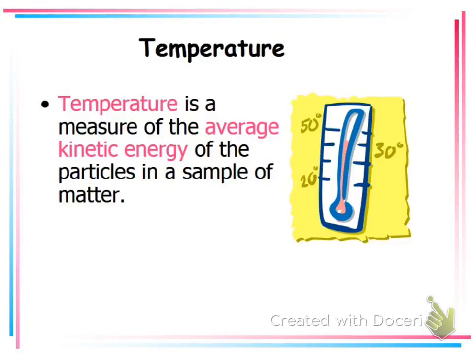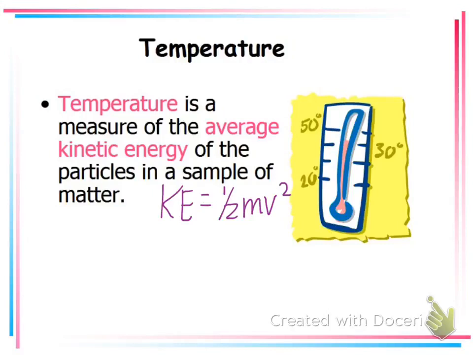Temperature is the measure of the average kinetic energy of particles in matter, and I want to show you this. Kinetic energy, the formula is actually 1/2 mass times velocity squared. So the temperature is not actually in the formula, but it is a direct relationship between temperature and kinetic energy.